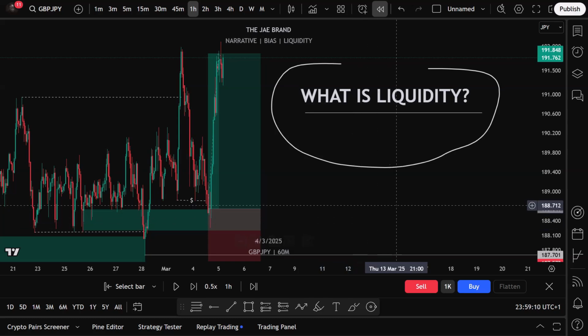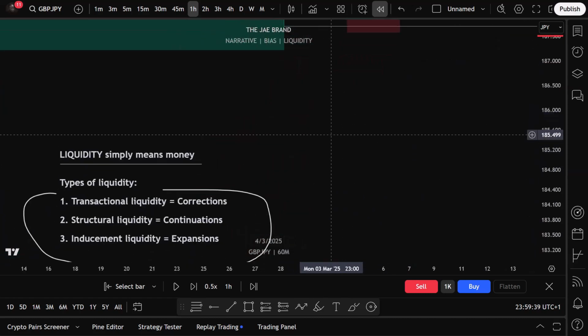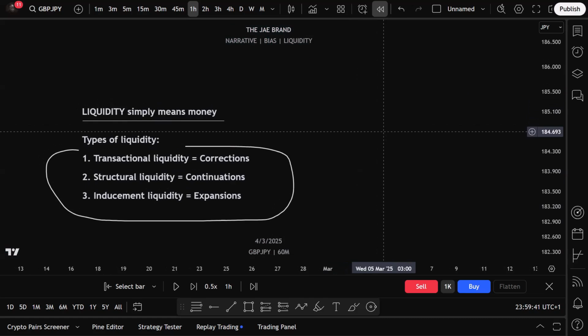So to me, liquidity simply means money. The market needs liquidity to make those big moves. It is liquidity that fuels the market. As a trader, you have to understand that the concept of liquidity is very important. You have to learn how to spot the liquidity ahead of time so that you don't become the liquidity. There's a popular saying that if you can't see the liquidity, then be ready to be liquidated.